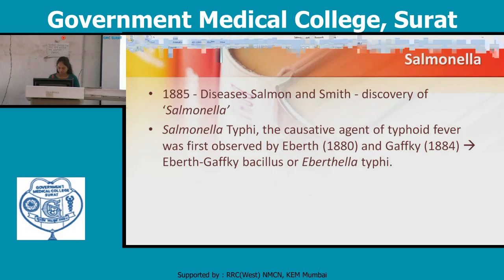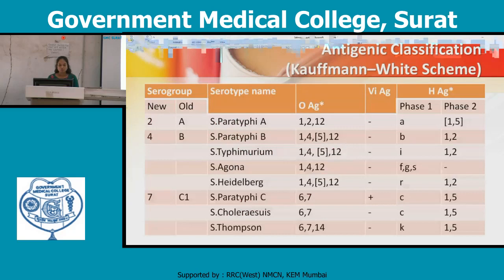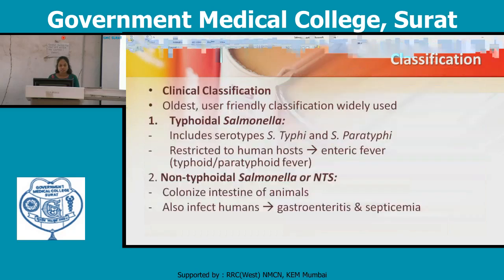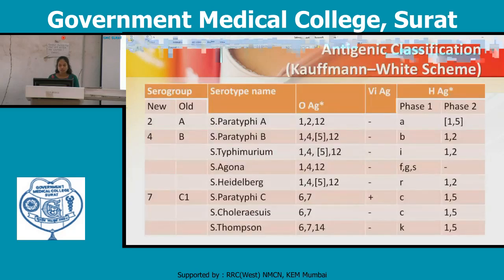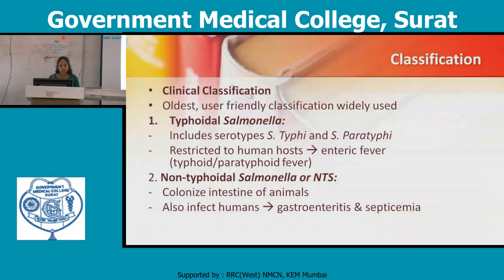Now, classification of Salmonella. Two classifications are there: one is the clinical classification and the other is the antigenic classification, also called the Kauffmann-White scheme. The first one is the oldest, user-friendly and widely used. Types of clinical classification are typhoidal Salmonella and non-typhoidal Salmonella, or NTS in short form.